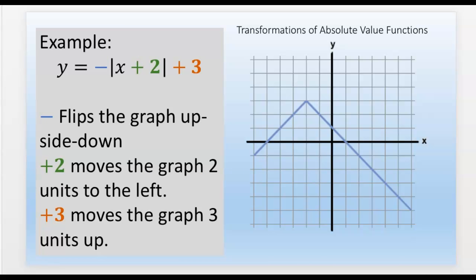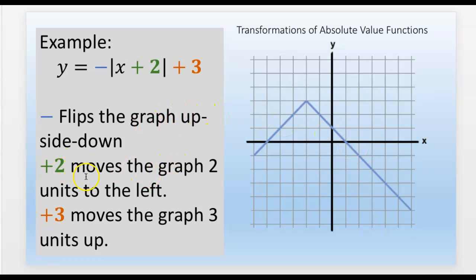Here's another example. The blue negative symbol is what flips the graph upside down. That just means negative 1 in front, so the slope is negative 1, down 1 over 1. It doesn't make it narrower or wider. It just flips it upside down.